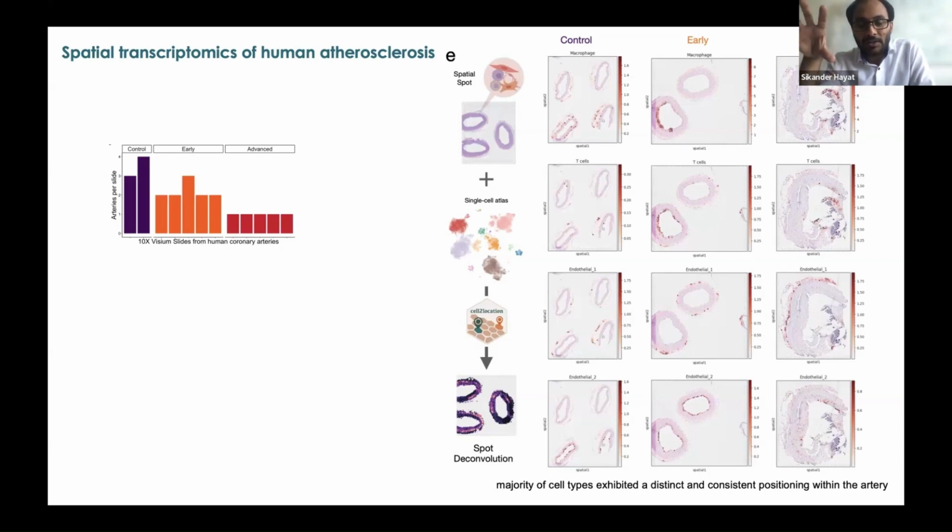We could do that spot deconvolution using our transcriptomics atlas that we made, using a tool called cell2location. On the right-hand side, you will see the majority of the cell types that we identified in our spatial transcriptomics, and that they also had a distinct and consistent positioning within each artery.